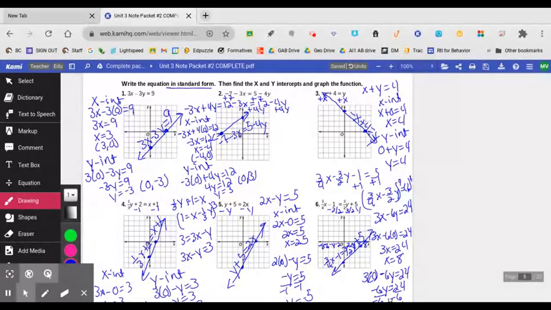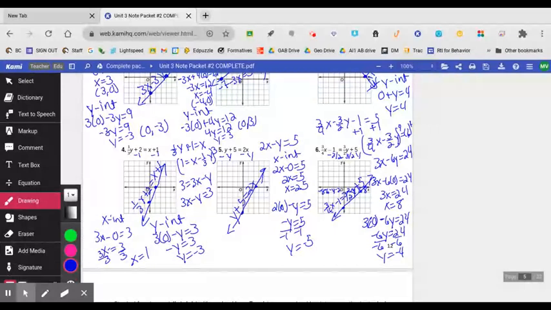Okay, so hopefully you paused and did these. So number 3, to put it in standard form, I added x to both sides and I also flipped the order so that it became x plus y equals 4. The x-intercept I find by making y equals 0, therefore x equals 4. The y-intercept I find by making x 0, and that gives me y equals 4. I plot those 2 points.